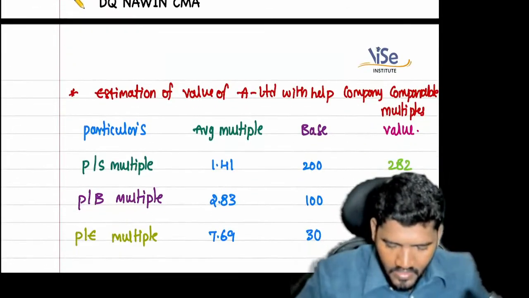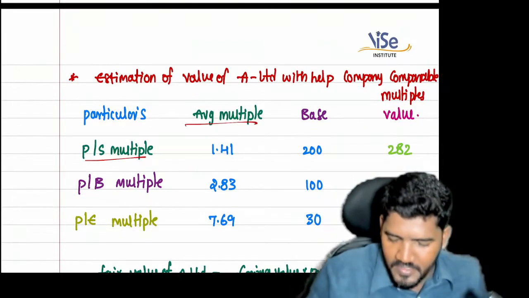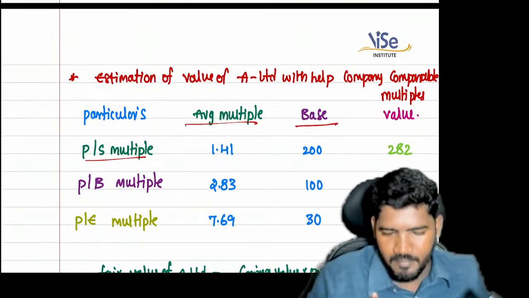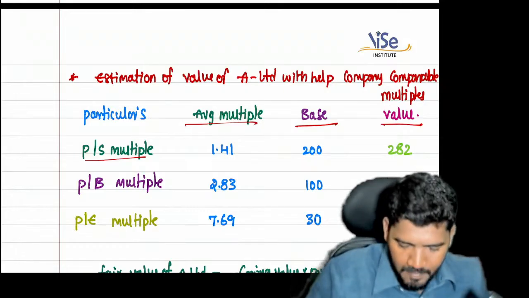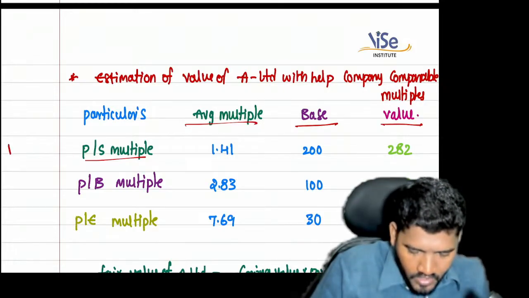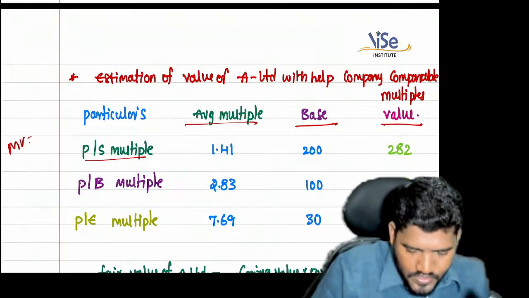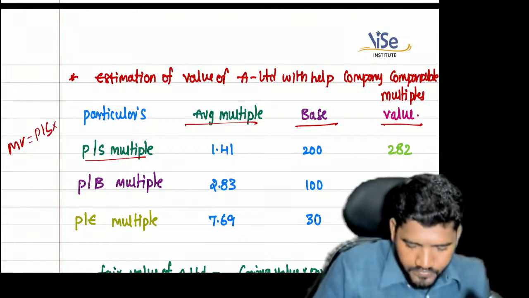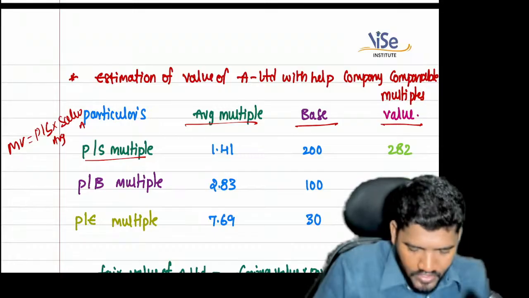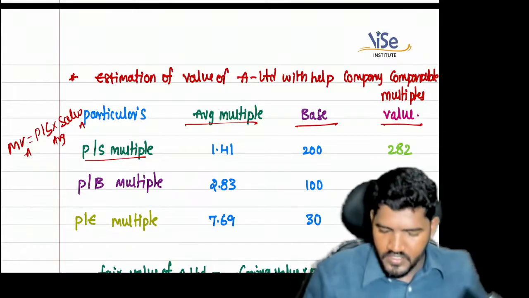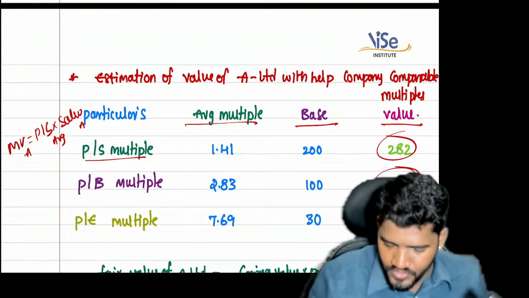Now see, the PS multiple, the average multiple, applied to the base. Base means our company value. You will get a value. So in the PS multiple, market value equals PS average into sales of A Limited. You will get the market value of A. So this is a value, this is a value, this is a value.